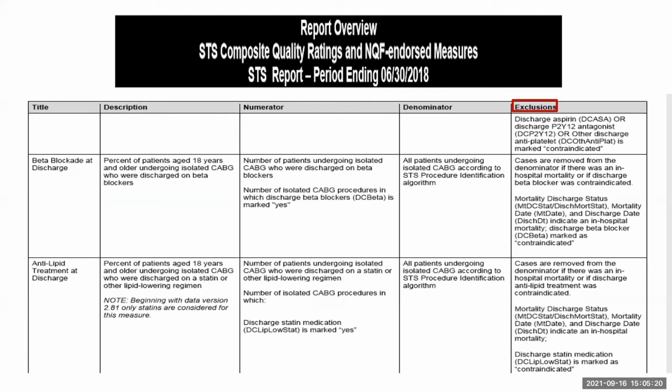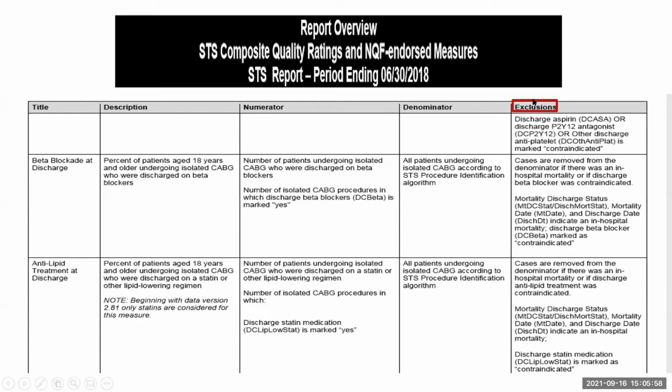So for example, if you look at this, you've got beta blocker at discharge. And it tells you the description. So this is the percentage of patients aged 18 years and older undergoing an isolated CAB. Okay, so this is just for isolated CAB patients. And then it's got the numerator. These are the people with isolated CABs who were discharged on a beta blocker. And then your denominator, all isolated CABs. So again, you can see this is just for isolated CABs, as is the anti-lipid.